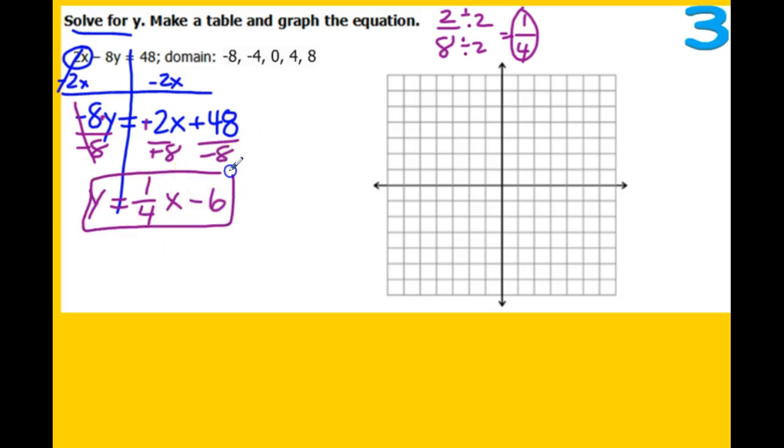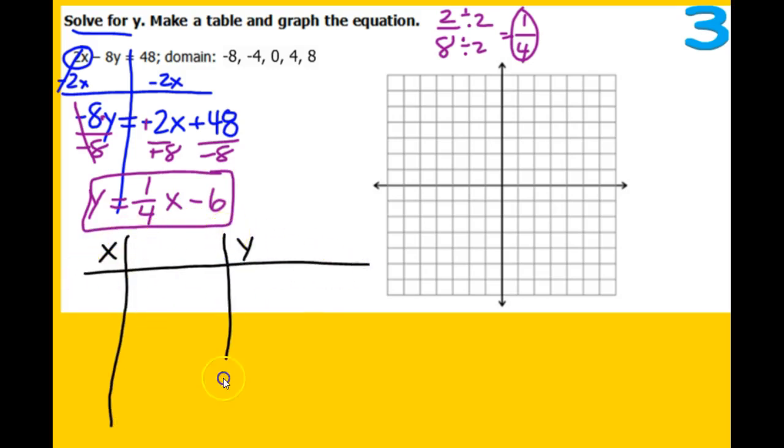So here's our equation. Now we need to make a table so that we can graph. Ooh, that was a really big table. Too big. And then this time our domain, what we're plugging in, they have multiples of 4 because our denominator is a 4. So that's why they chose negative 8, negative 4, 0, 4, and 8.